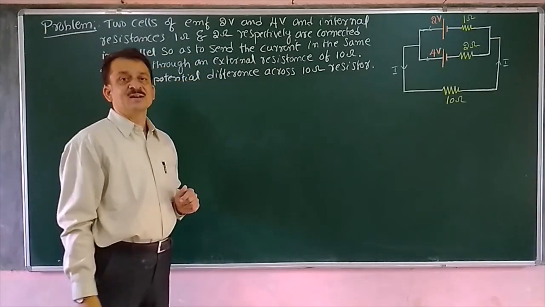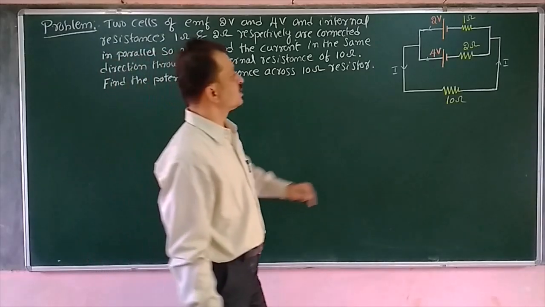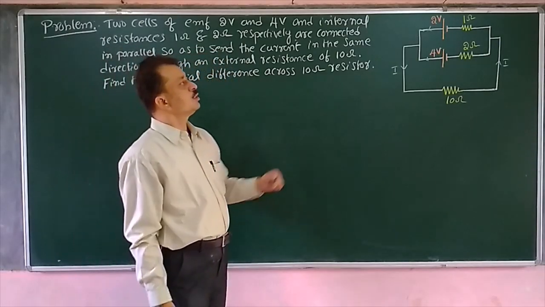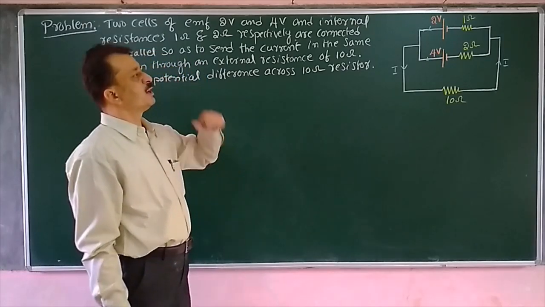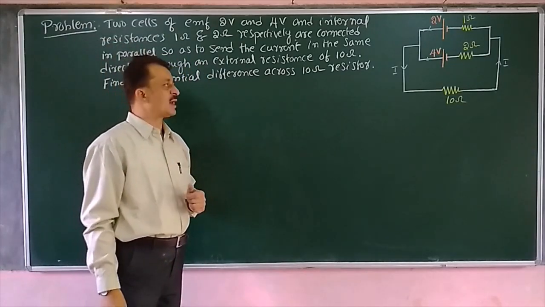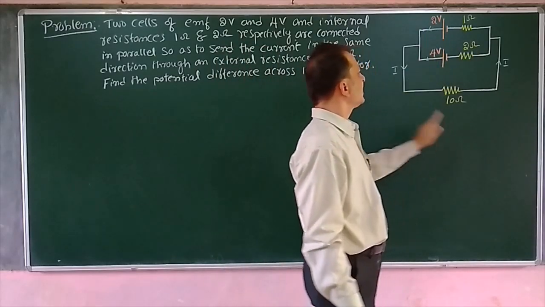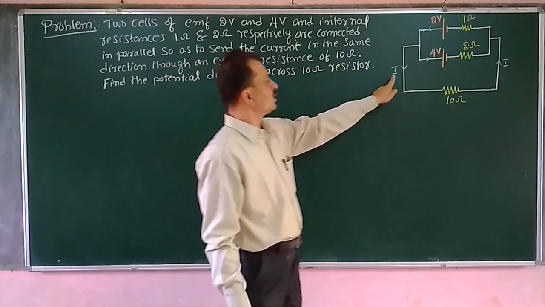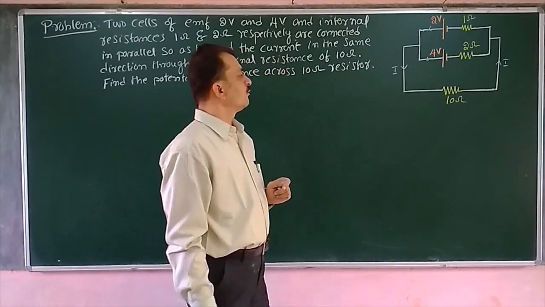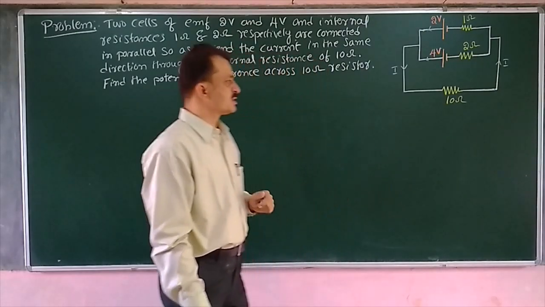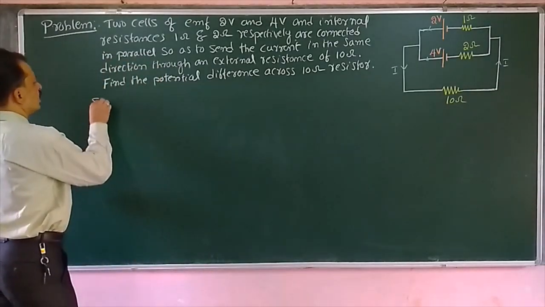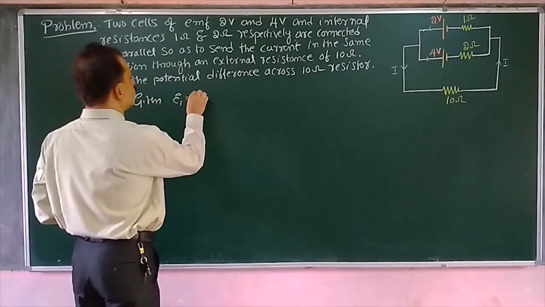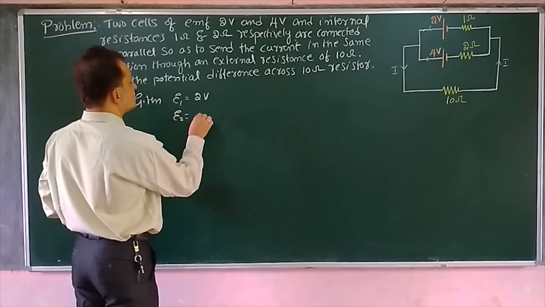Now it is a case of parallel combination of cells. Two cells are connected in parallel. First, we have to work out the equivalent EMF and the equivalent internal resistance when they are connected in parallel. Then replace this network by a single cell of equivalent EMF and equivalent internal resistance. Then work out the current flowing in the circuit. Finally, calculate the voltage drop across the 10 ohm resistor. So, solution. Given, EMF of the first cell is equal to 2 volts and that of the second cell is equal to 4 volts.